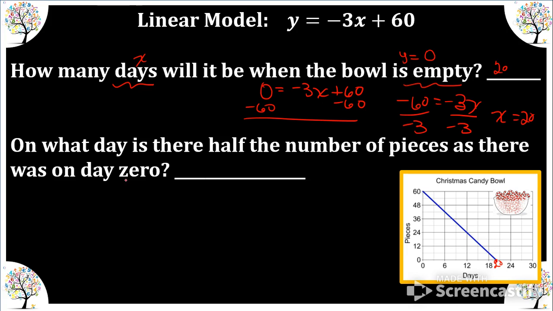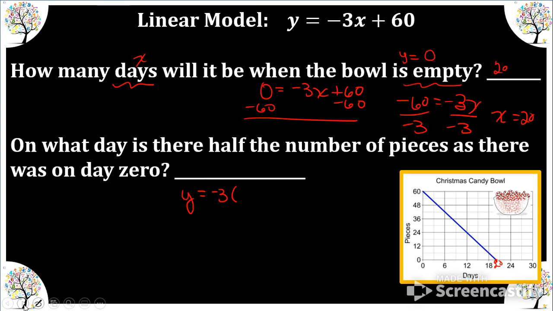On what day is there half the number of pieces as there was on day 0? So on day 0, we had 60 pieces. On what day is there half of that? So we can look at the graph. We could look at day 10, but that would be hard to see. So we're just going to plug it in. Y equals, we're looking for total pieces. And on what day is there half the number of pieces?